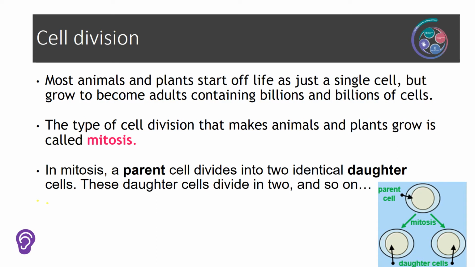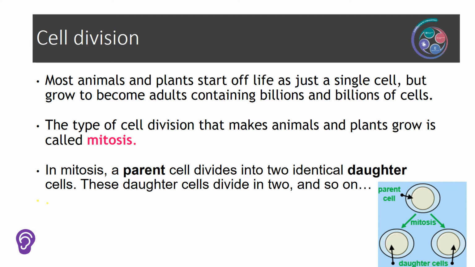Most animals and plants start off life as just a single cell. We all started as 2 cells joined together to form a single cell: sperm and egg joined together. But these cells grow to become adults containing billions and billions of cells. So we go from one cell through to billions of cells. We go from being unicellular with our one cell at the start to multicellular, being made up of different cells and different body systems.